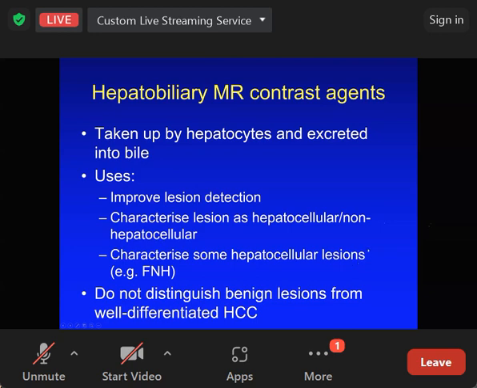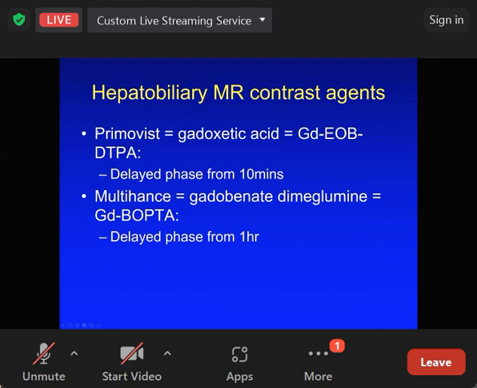Remember that development of HCC is a continuum from regeneration nodules. So regeneration nodules will tend to be a bit hypervascular, as will well-differentiated HCC. And hepatobiliary contrast agents won't help with that. In a poorly differentiated HCC, you will be able to distinguish the difference because they won't have hepatocytes. So the one we use most commonly is something called Primovist, which is gadoxetic acid.